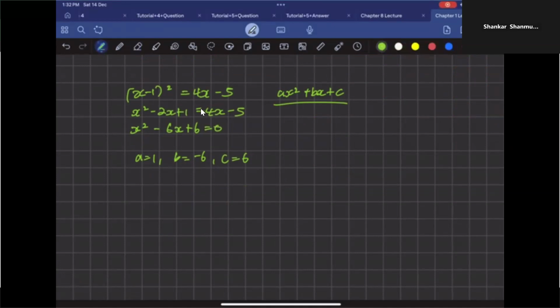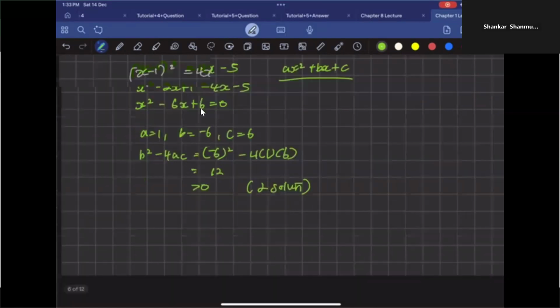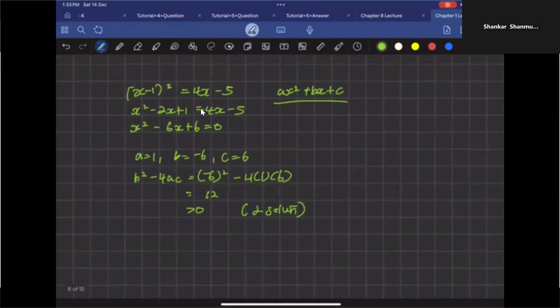need to check if b squared minus 4ac is greater than 0. So b squared minus 4ac is actually equal to 6 squared minus 4 times 1 times 6. So this should give 12, which is greater than 0. So that means there are two solutions. Okay? Now you can sub into the formula.